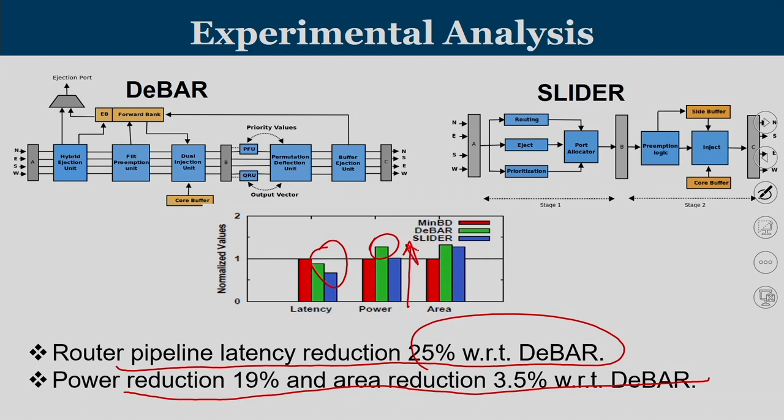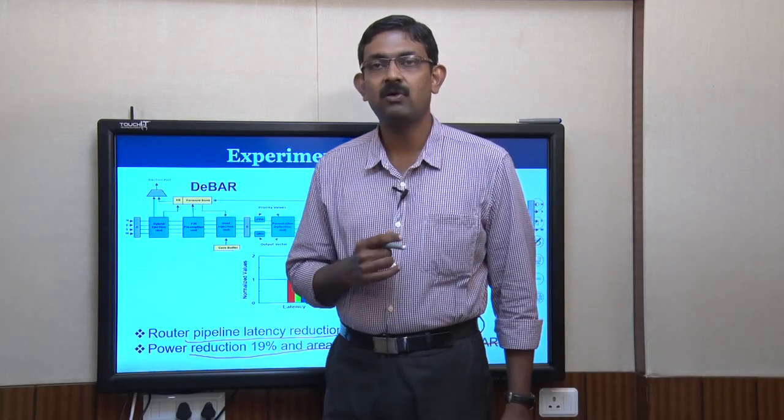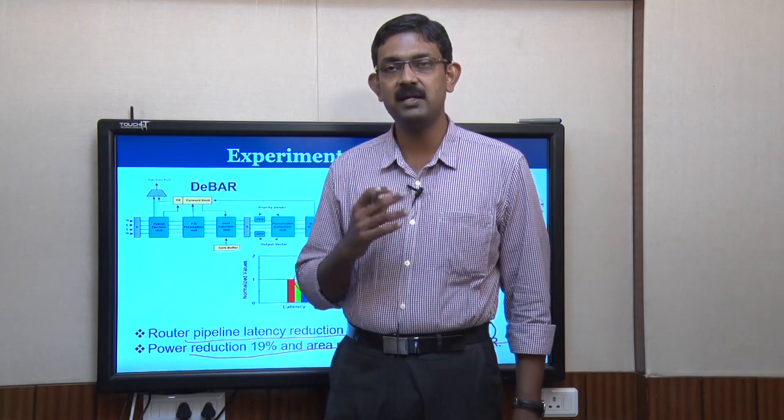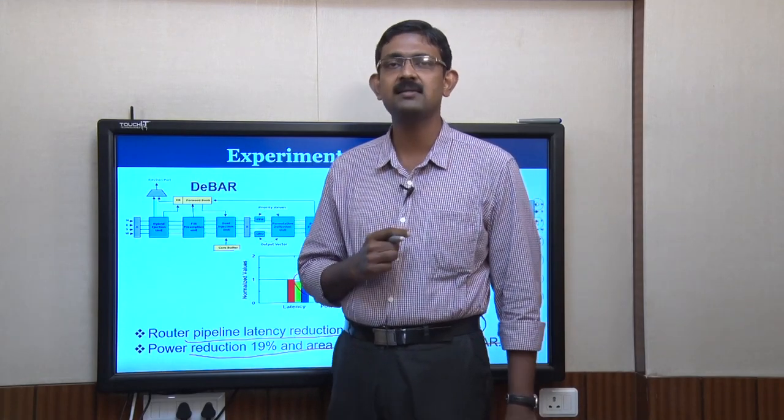So, with slider and MinBD, the power consumption of the router is more or less the same, but when you look at the area, since the combinational logic is being effectively managed, you are able to get close to 3.5% savings.